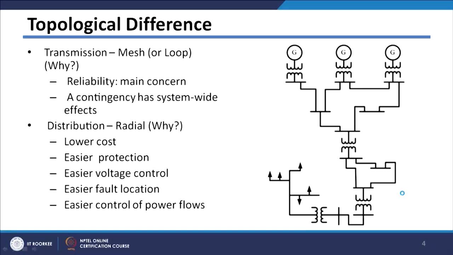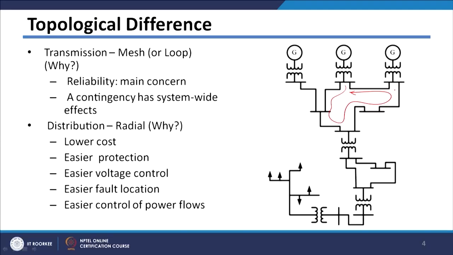If you see the topological difference between the transmission and distribution networks, as I told you earlier, the transmission network is basically interconnected. As shown in this figure, you can see that it forms some kind of loop, which means one bus is connected to many other buses, forming an interconnected or loop kind of system.